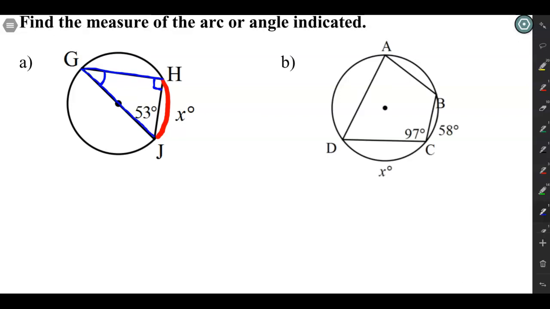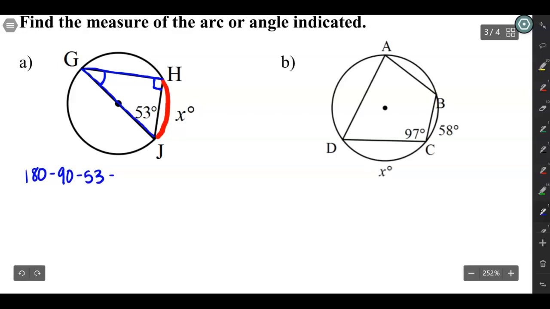So let's start by just figuring out what that angle is at the top left corner of my inscribed triangle. So I'm going to say I have 180 degrees. I'm going to subtract the 90-degree angle and the 53-degree angle, and I get 37 degrees. So this angle up here is 37 degrees. Now what I have to remember is that whenever I have an inscribed angle like that, the intercepted arc is twice that measure. So if I take 37, multiply it by 2 to get 74, that's going to be my x value.